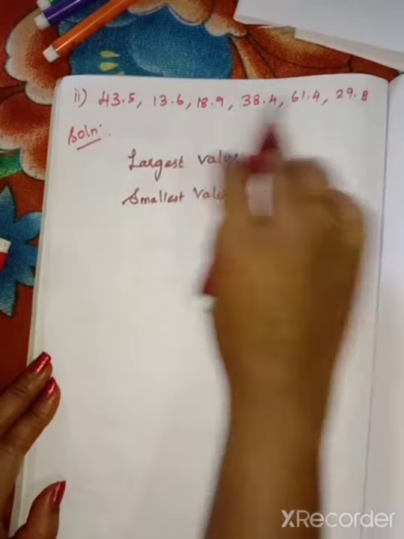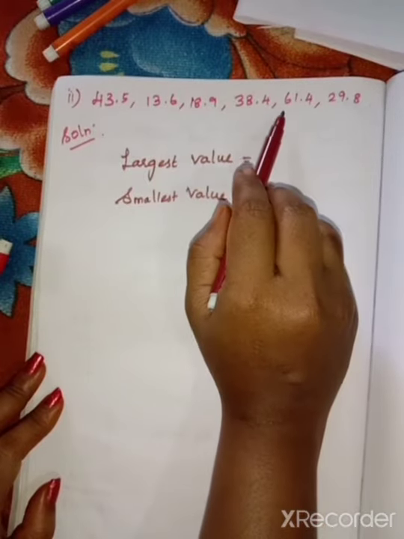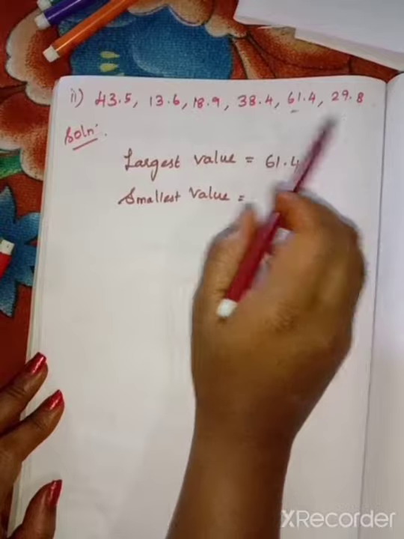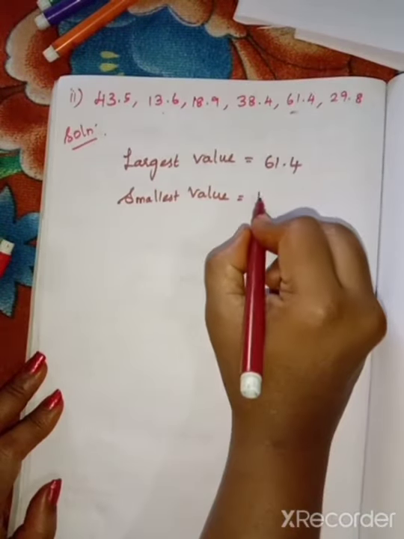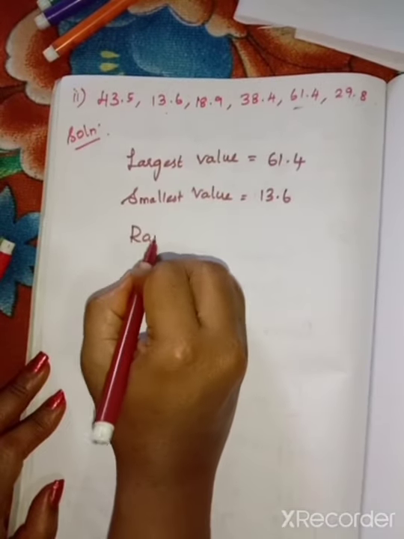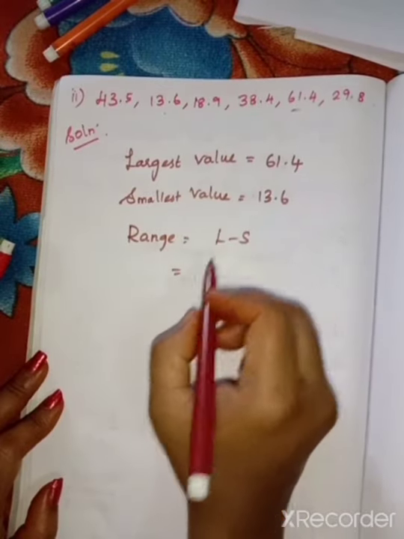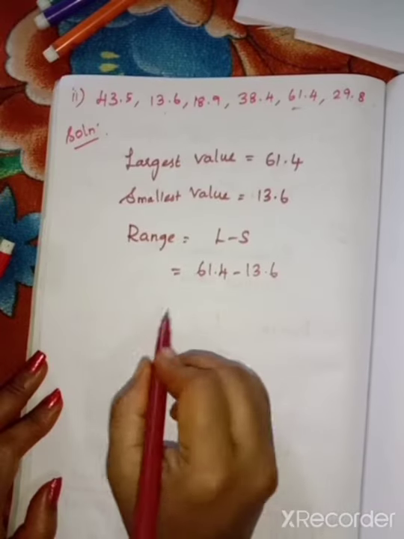Here all the numbers are in decimals. So which one is the greatest? That is 61.4. The smallest value is 13.6. So here we want to find the range. Range equals L minus S. So here the largest value is 61.4 minus 13.6.